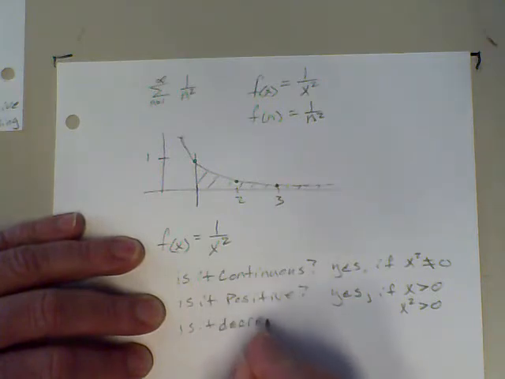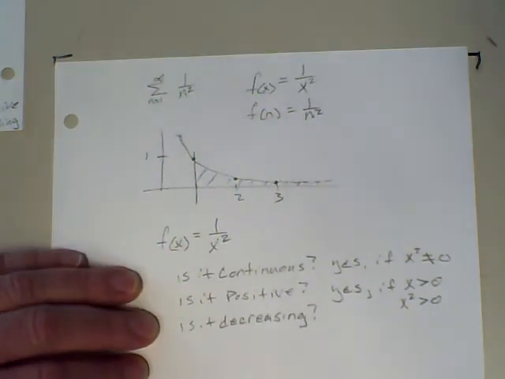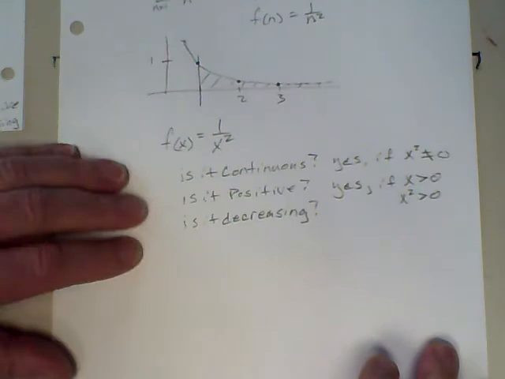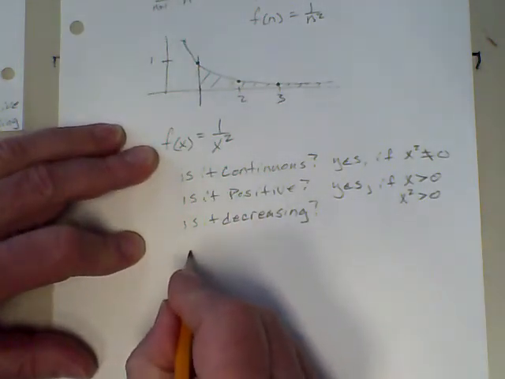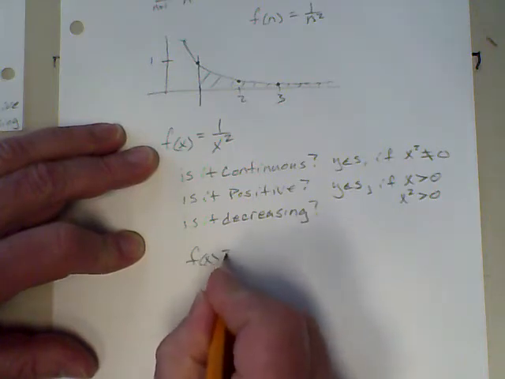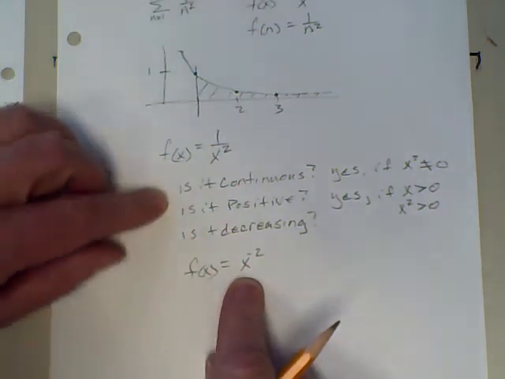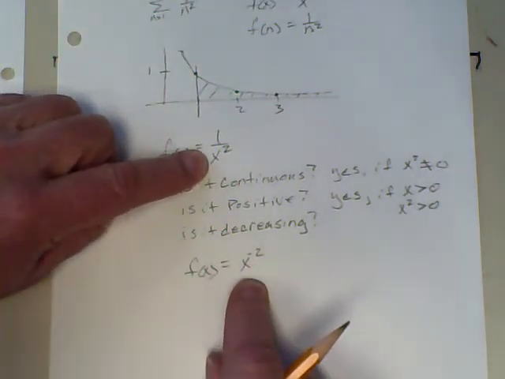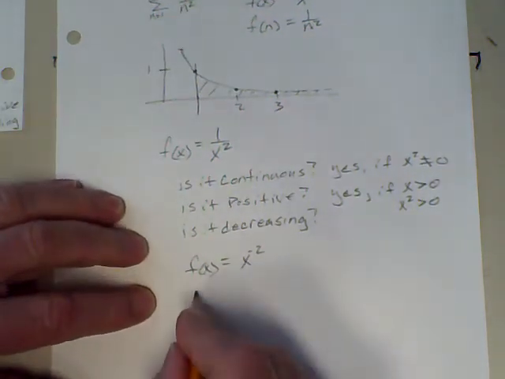So how do we test for decreasing? We need to check the first derivative. So let's do that. Now, to take the first derivative, I'm going to write this function just a little differently. So I'm going to write f of x is equal to x to the negative 2 power. And you'll see, of course, the negative 2, and this is x to the negative 2 power. So we're good to go there. Let's go ahead and take the derivative.